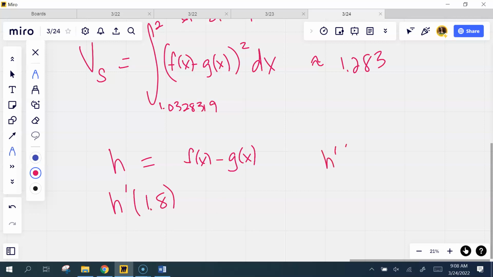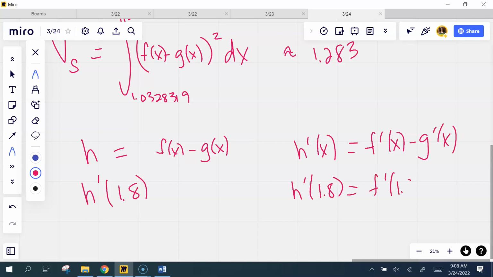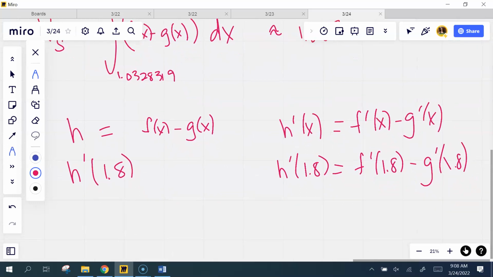So the derivative of h, well, I can split up derivatives as long as I'm adding and subtracting, right? So this is f prime of x minus g prime of x. So h prime of 1.8 is going to be the derivative of f at 1.8 minus the derivative of g at 1.8. I used my calculator on n-deriv. I've still got y1 and y2 plugged in.